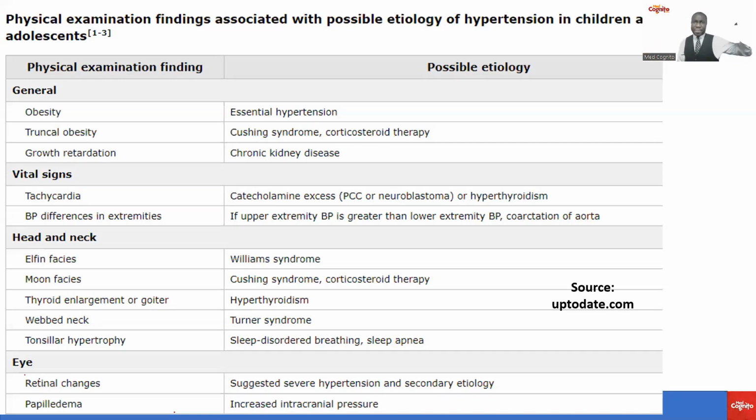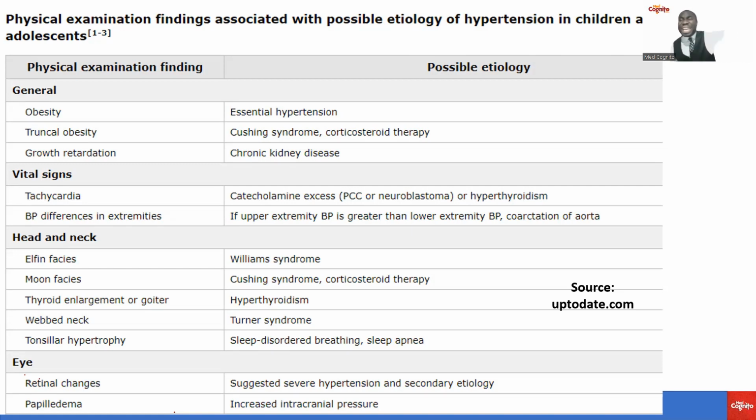If you have a child with hypertension and has growth retardation, think about chronic kidney disease. If you have a child with hypertension with tachycardia, think about hyperthyroidism, think about neuroblastoma. So these are associations, building association. If you have a child with hypertension and has blood pressure differences in the extremities, if the upper extremity blood pressure is greater than the lower extremity blood pressure, then think about coarctation of the aorta.